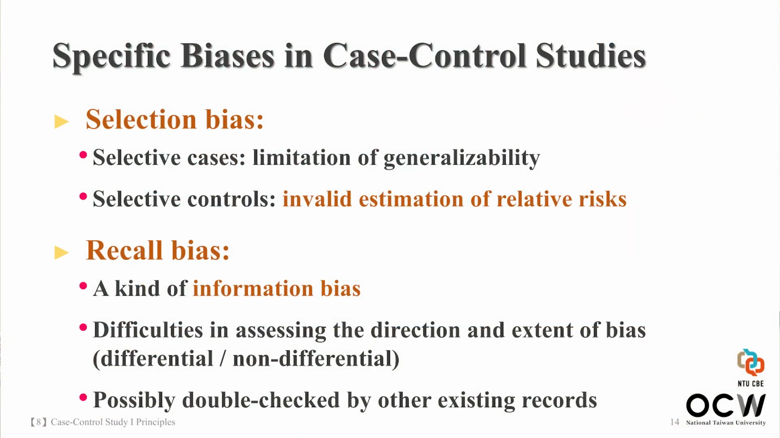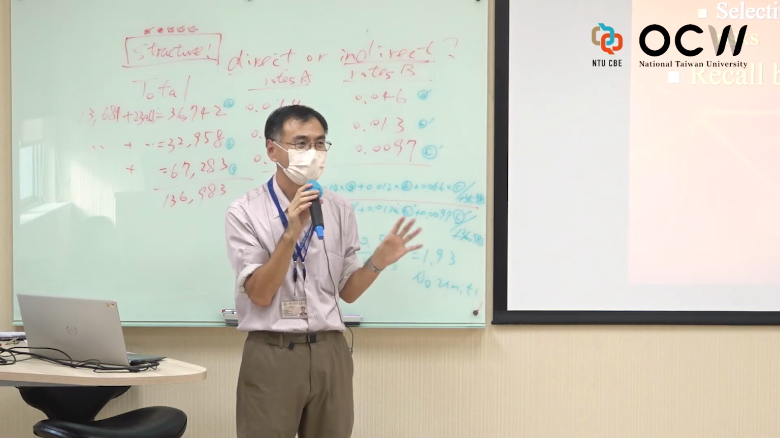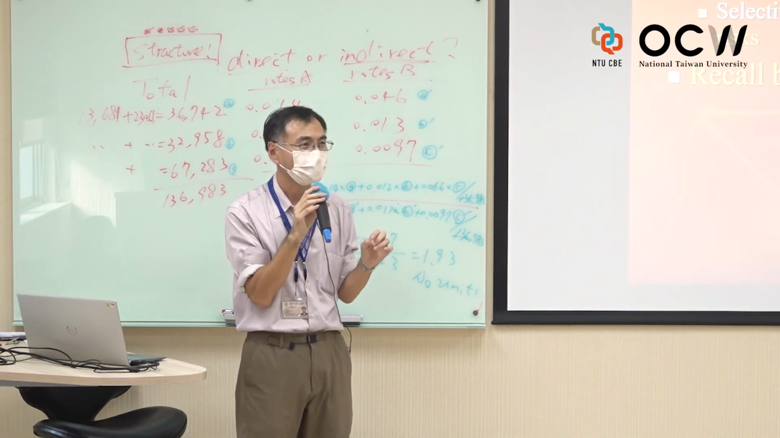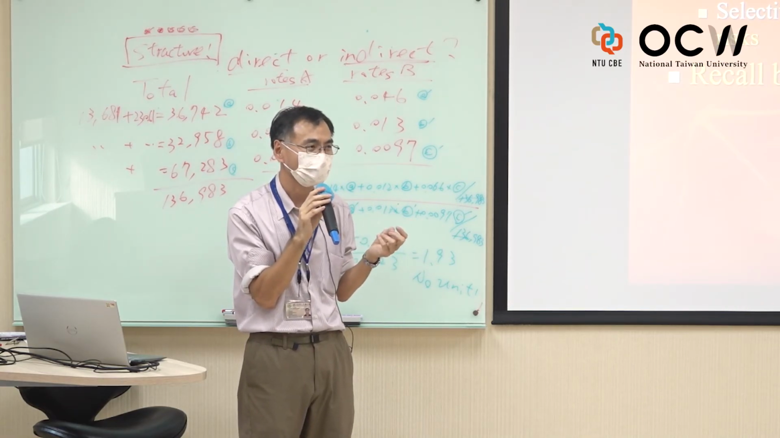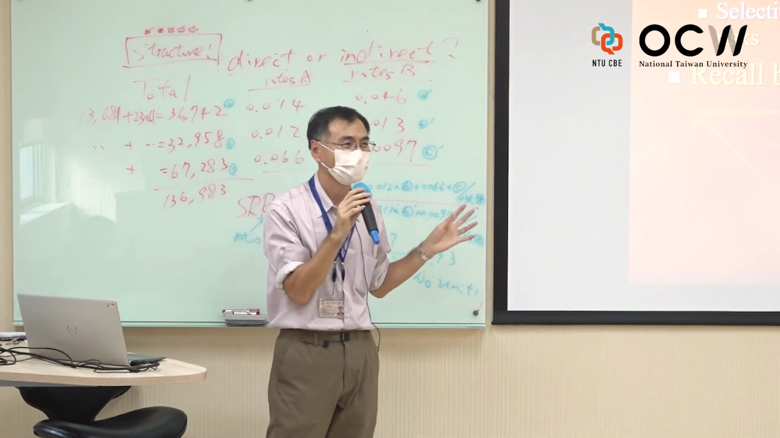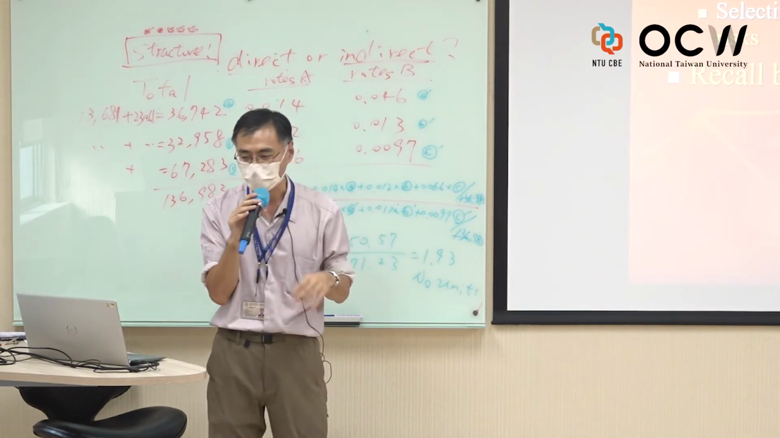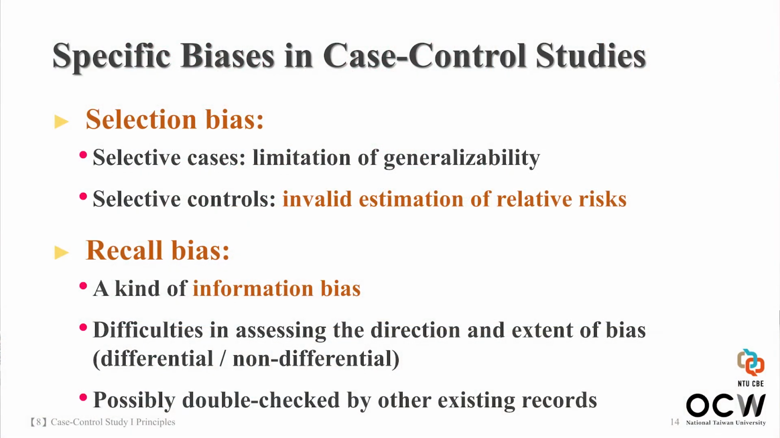And recall bias is something very likely to happen because we identify the study subjects on their disease statuses. For the ones with the disease, they might exaggerate their exposure before. For the ones without disease, they might forget what happened before. So they might underestimate or give you biased information. So it's a kind of information bias.